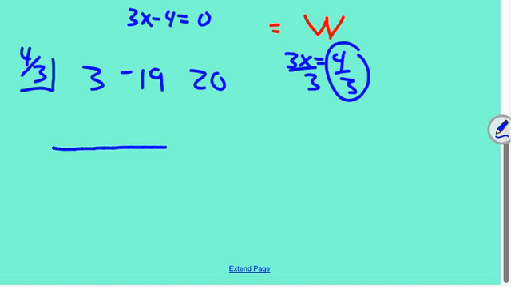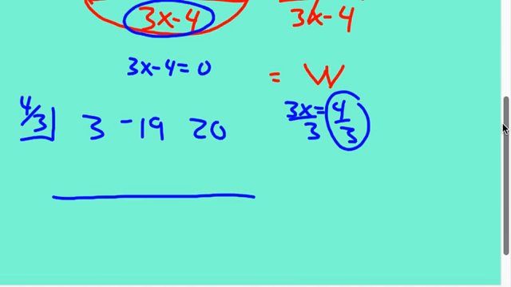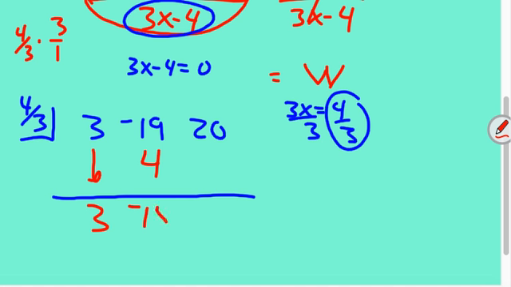Skip a space. First things first, always. Bring down that first number. 3. Okay, 4/3 times 3 over 1. I get 12 over 3, or just 4. Negative 19 and 4, negative 15. Okay.